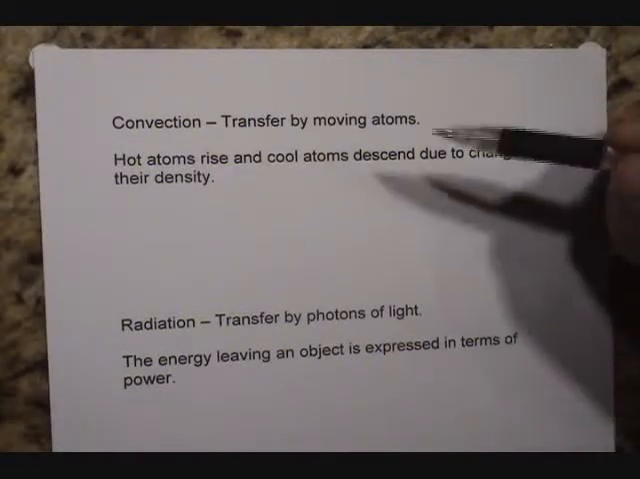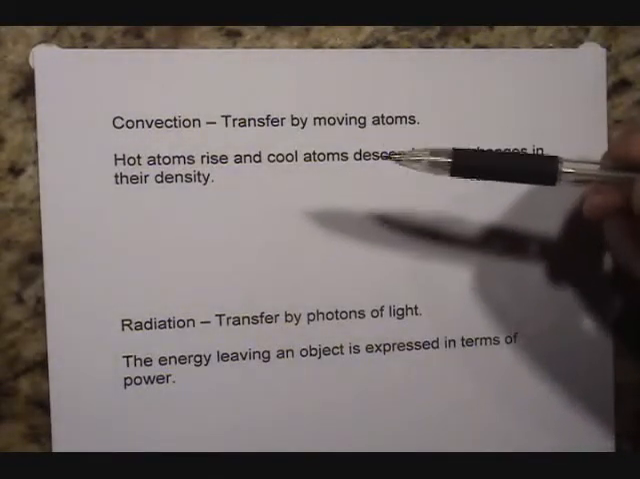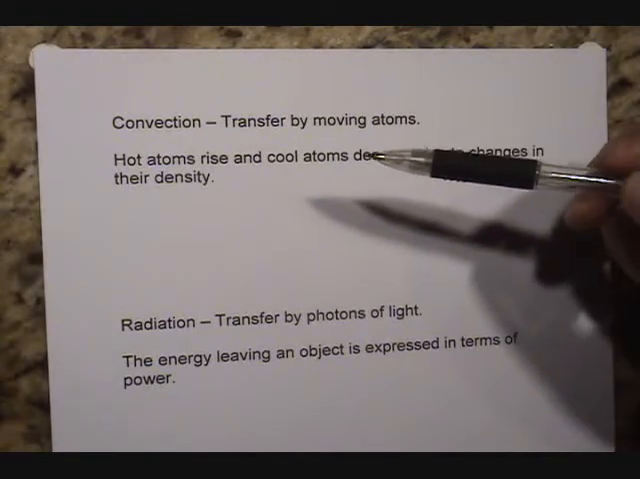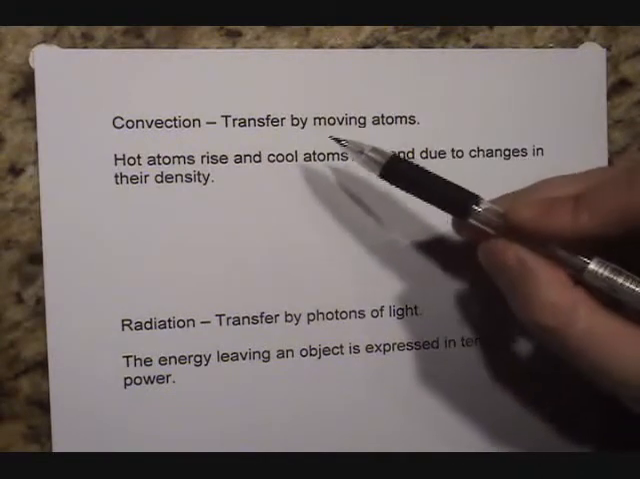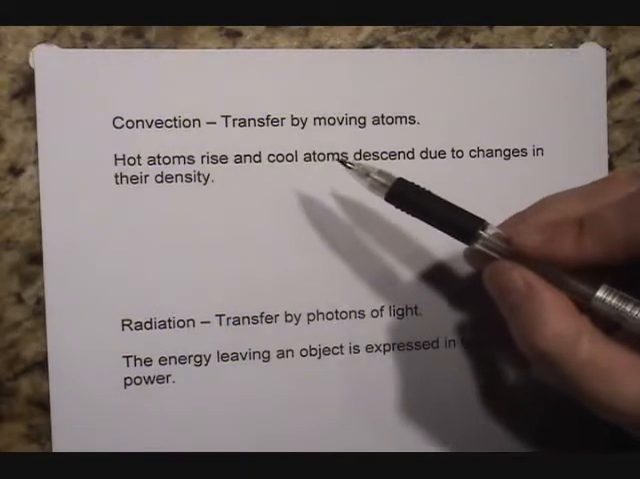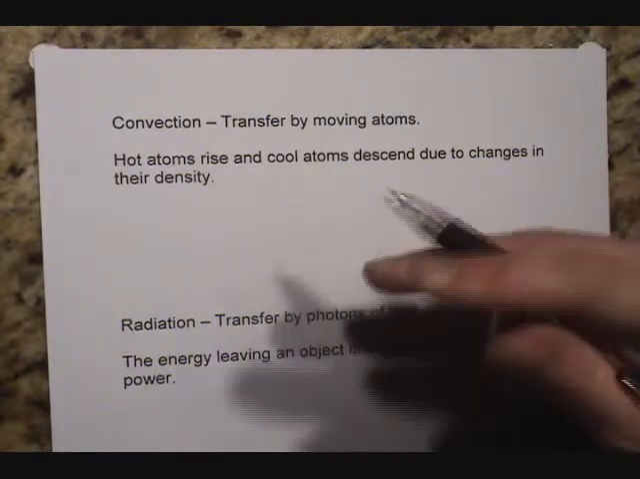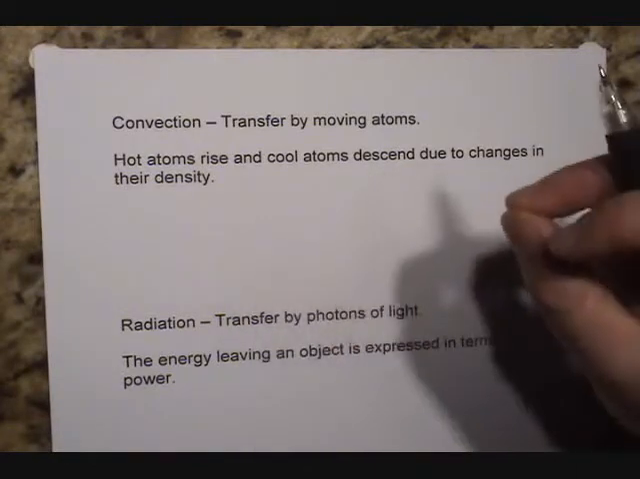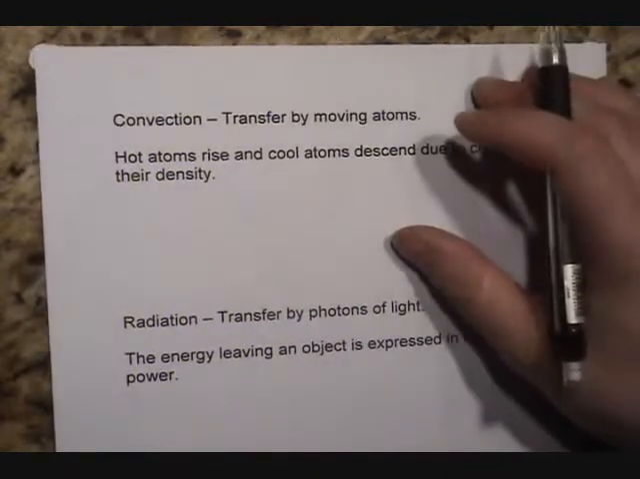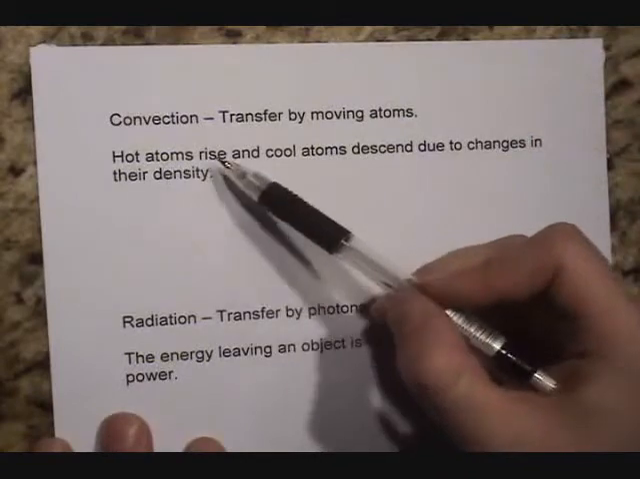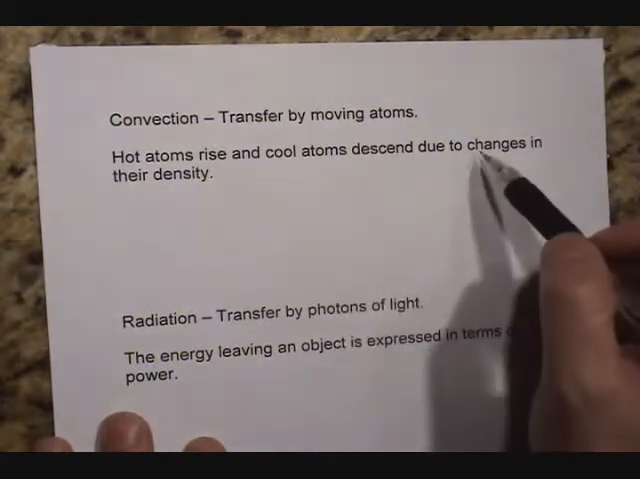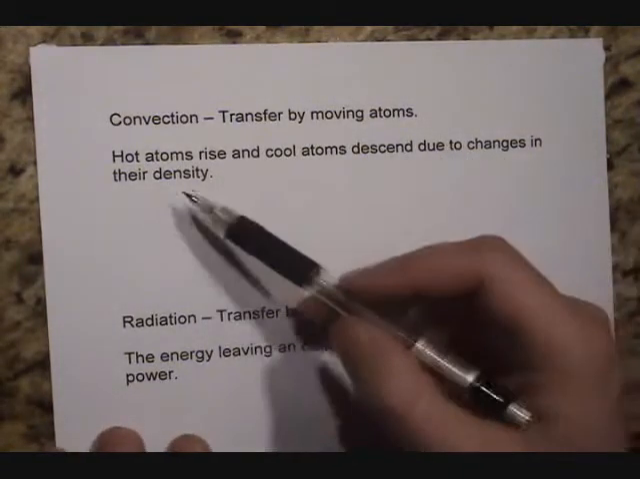Okay, so let's look at the other two ways that we can transfer heat. Instead of doing it by conduction with direct contact, we can use this process called convection. Convection is essentially transferring the energy by having the atoms move from one place to another before they release that energy. And there's a very simple principle, and that is that hot atoms rise and cool atoms descend. And the reason why they do that is because they change their density.